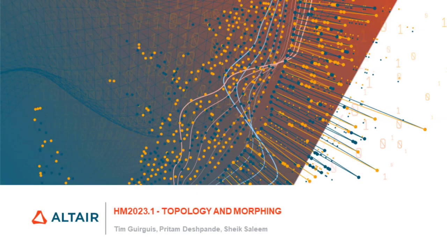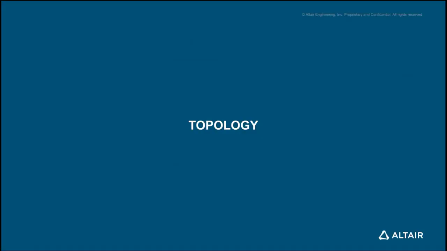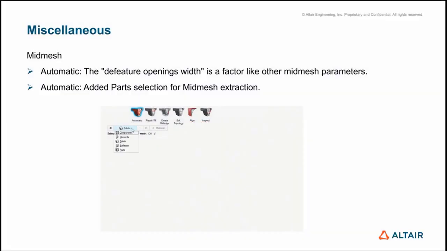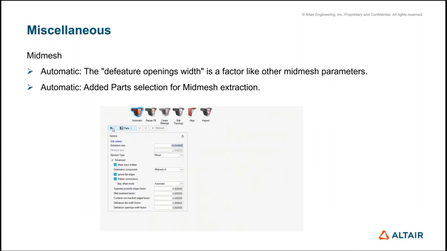Today we're going to go through the Topology and Morphing update to 2023.1. So I'm just going to cover some of the miscellaneous improvements that we've introduced for 23.1, mostly just usability things. So mid-mesh has had a few things adjusted.